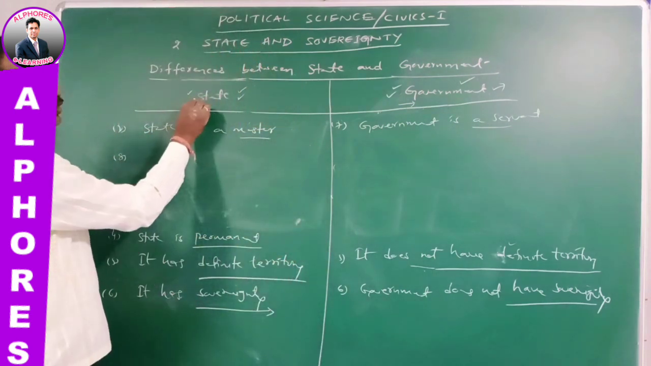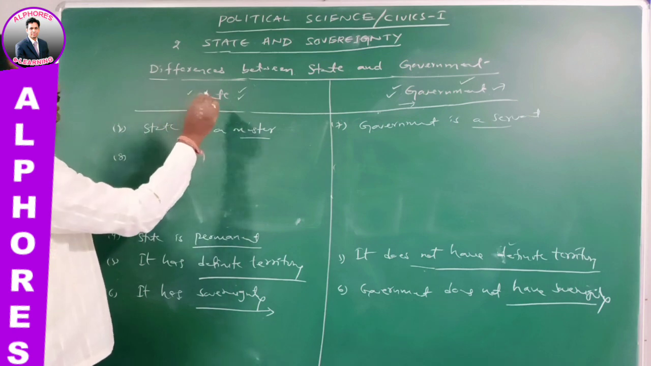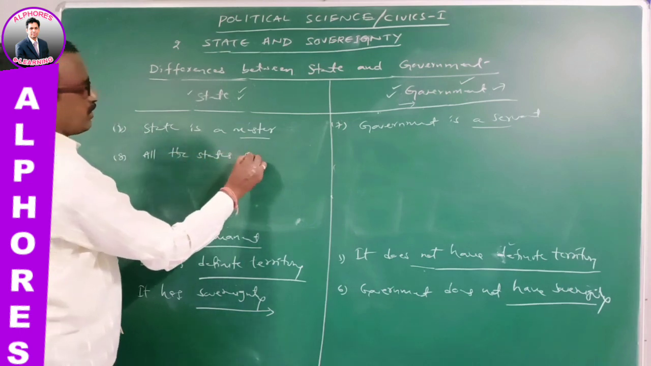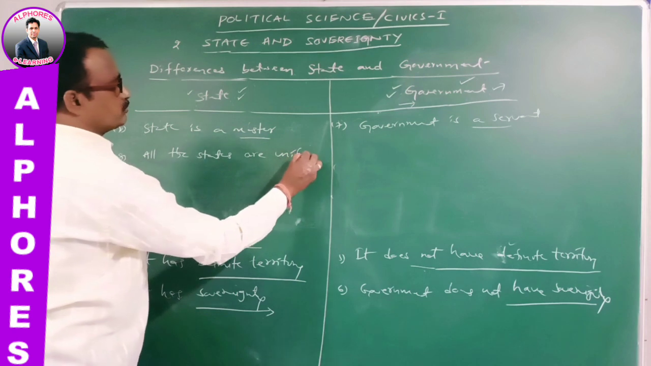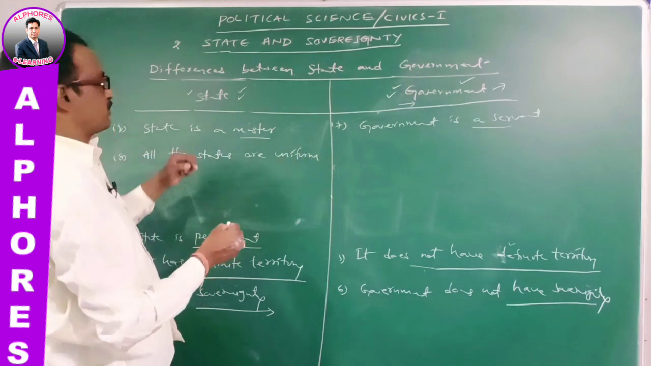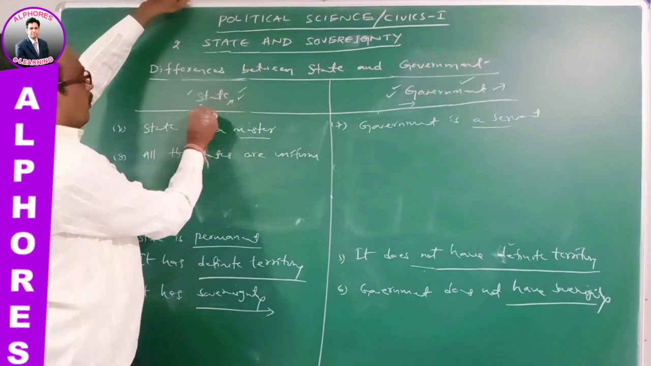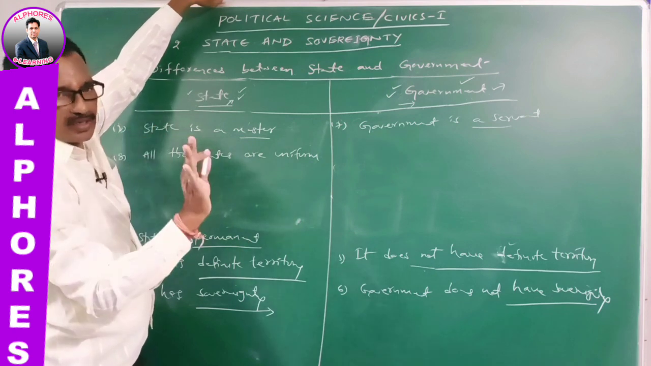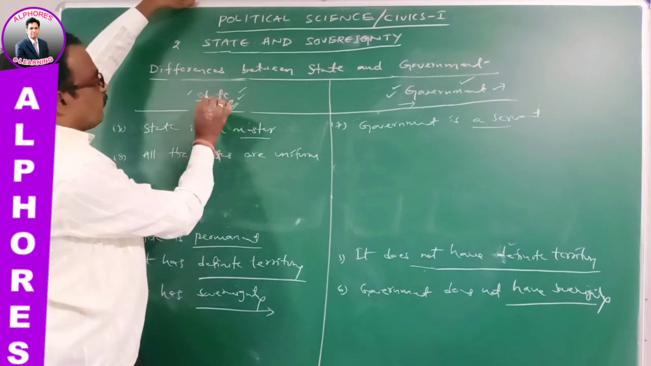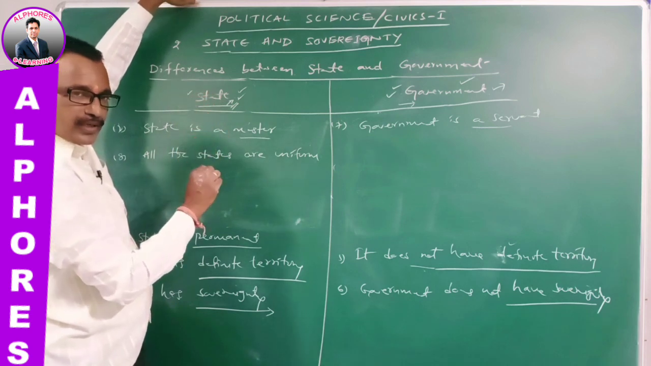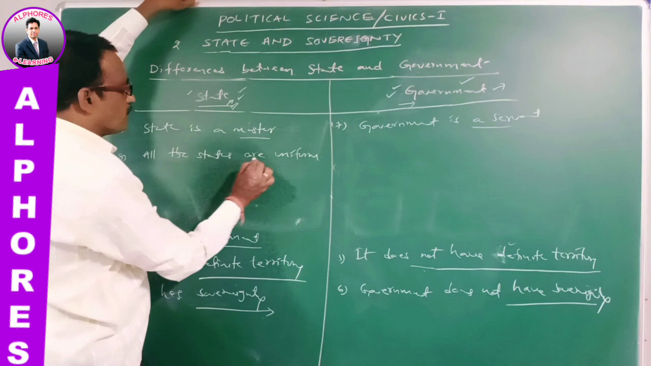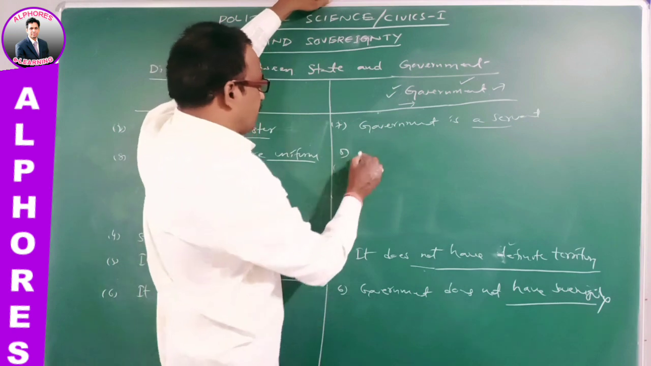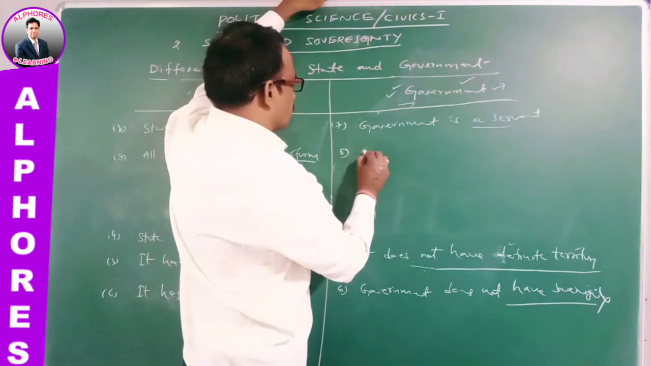And state is a unique political organization. Means here all the states are uniform in nature, in their characteristics, because in the world all states have 4 essential elements compulsorily. Without any one, they are not called states. So all states have 4 essential elements: population, territory, government, and sovereignty. Hence all states are uniform, whereas governments are not uniform. Governments are different.